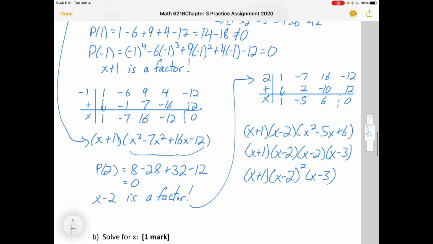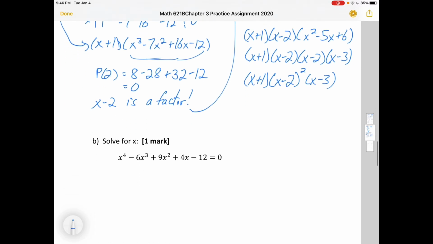There, it's all factored. Now we're asked to solve for x. What if that polynomial was equal to 0? Well, we just showed that that polynomial factors like this. So what numbers are going to balance out this equation?